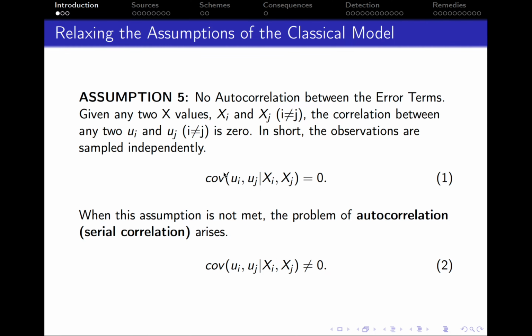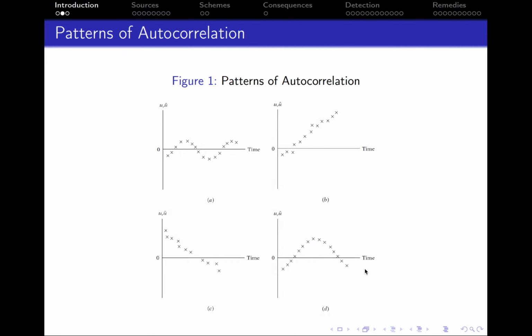However, if this assumption does not hold, the problem of autocorrelation, also known as serial correlation, arises. And mathematically, this is how it is denoted: the covariance between two error terms given two values of x's is not equal to 0.